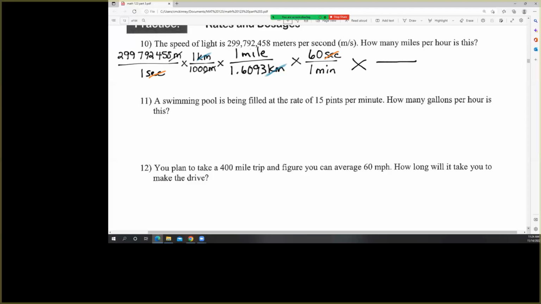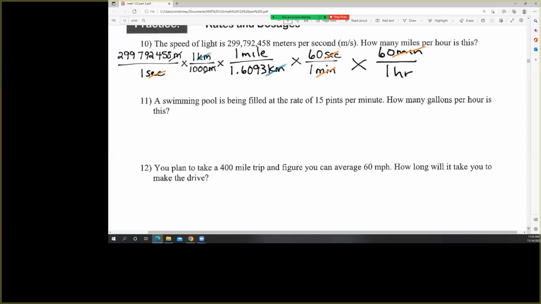So who's going on top? Who's going on bottom? 60 minutes on top. Why? So you can get rid of 1 minute. Exactly, so that it will cancel with this one. And since what we want is miles per hour, we want our hours to be left in the denominator, not in the top. We don't want mile hours. We want miles per hour.